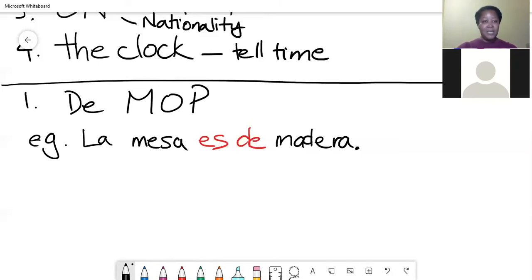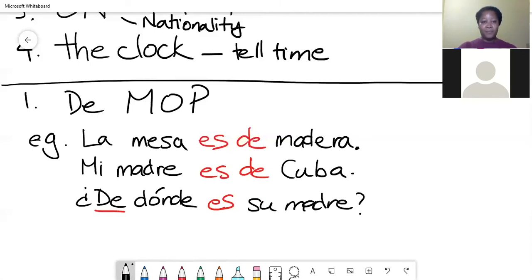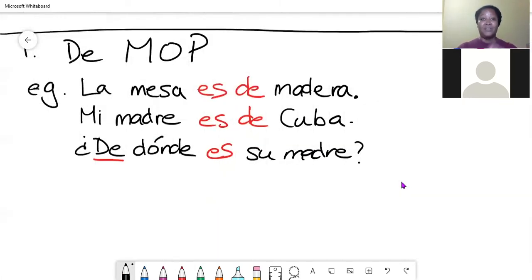For the origin, mi madre es de Cuba. Let's put it in a question. ¿De dónde es, and there's our de, su madre? We could also, well, if you go back up in our little rhyme, the origin is there in terms of nationality, etc., or where someone comes from. Let me put it that way, where someone comes from.